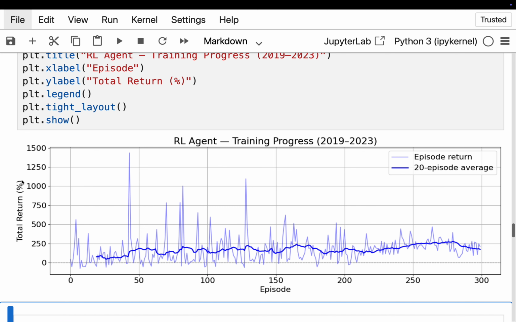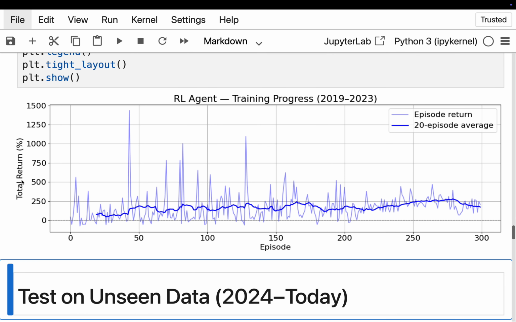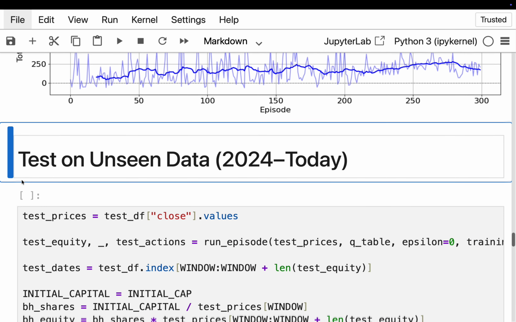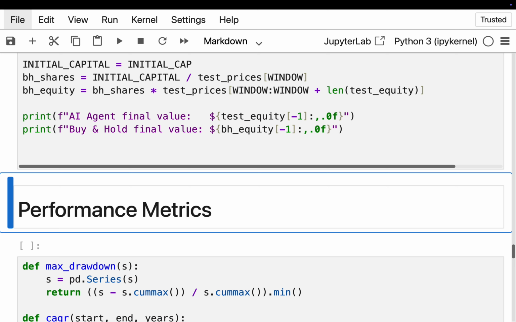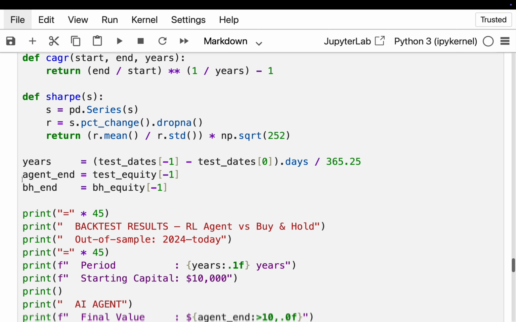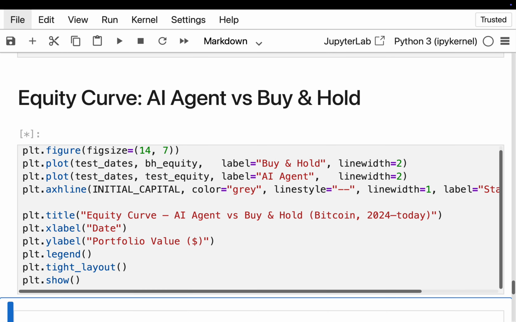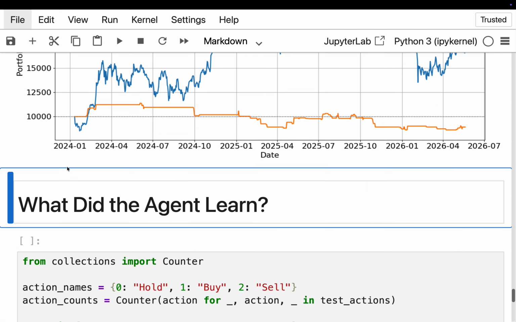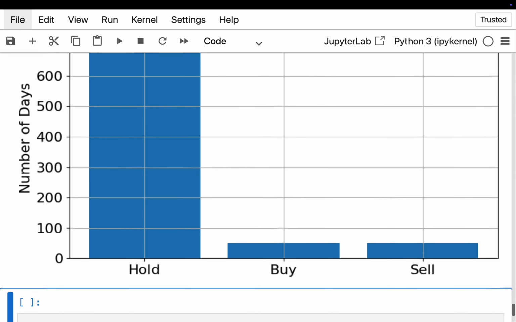The training progress chart shows exactly what you want to see: noisy early on, stabilizing later. The 20 episode average trends upward and settles around 200% on the training data. That looks promising. Now we freeze the Q table and run the agent on 2024 to today with epsilon set to 0. No exploration, pure exploitation of what it learned.